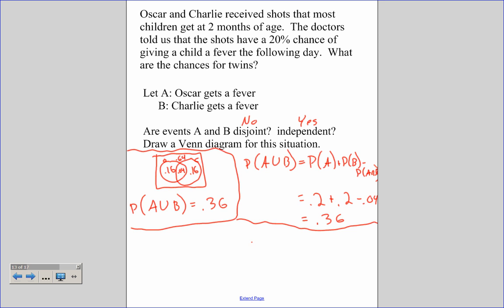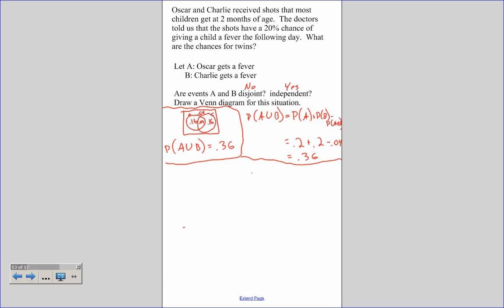My third method is using a tree diagram. In a tree diagram, I could say this is the probability Oscar gets sick, probability that Oscar doesn't get sick. And then I can do Charlie. Charlie gets sick and Charlie doesn't get sick, for each branch. Now the probability he gets sick is 0.2, so the probability he doesn't get sick is 0.8. And those are the same probabilities with Charlie.